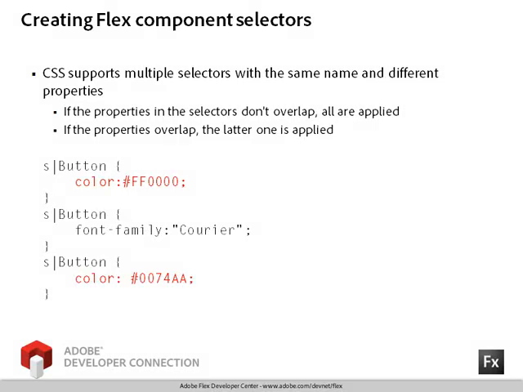Flex also supports the creation of multiple selectors with the same name and different styles. In this example, you can see that the button control in the Spark namespace is being defined 3 times. The first 2 instances have different defined styles, but the last instance is defining the same style, color, as the first. If styles in more than one selector overlap, then the last one is applied. Otherwise, all are applied.